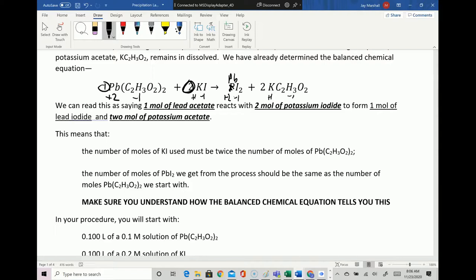It doesn't really matter what number of moles I actually use. I just have to have a 2-to-1 ratio of this substance to this substance. And that's what this balanced chemical equation tells me. I have to have 2 times the number of moles of this as I do that. Now, that doesn't mean 2 times the number of grams. It means 2 times the number of moles, right? Because it's the number of particles that's important, not the number of grams.